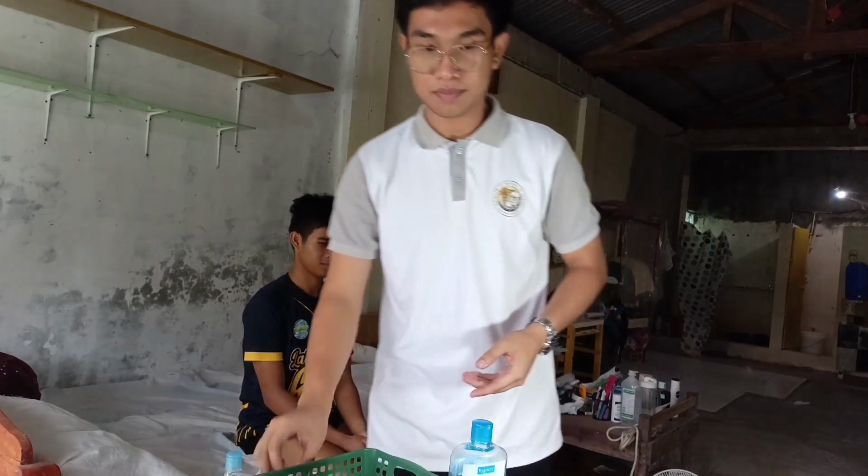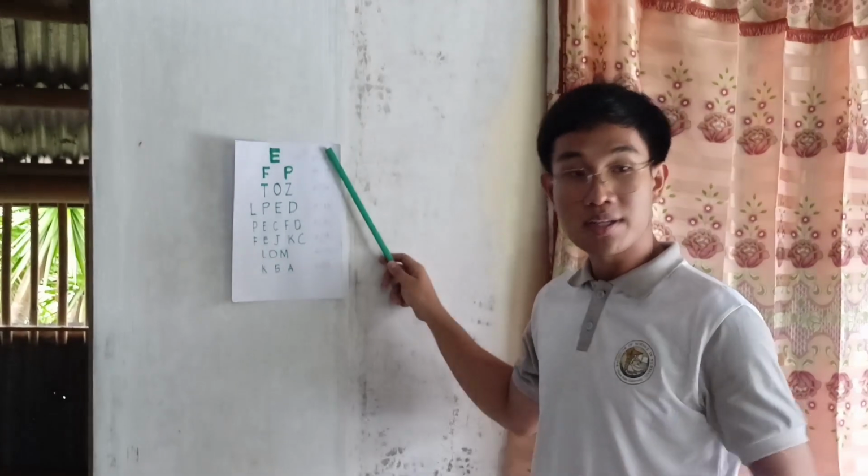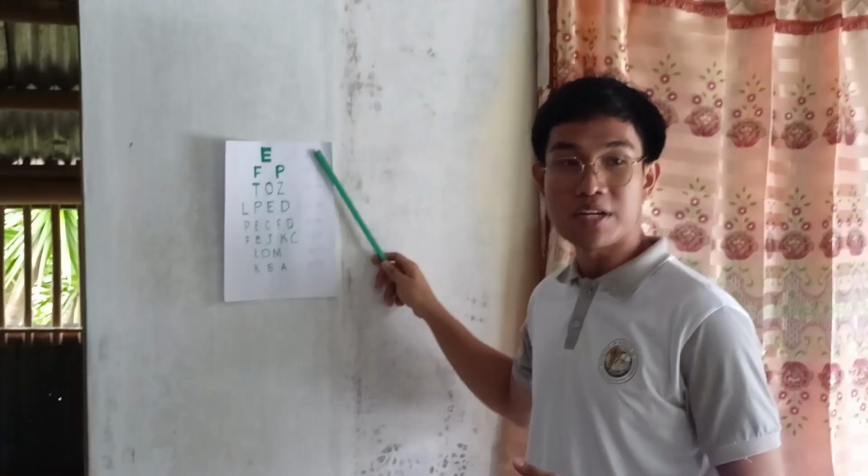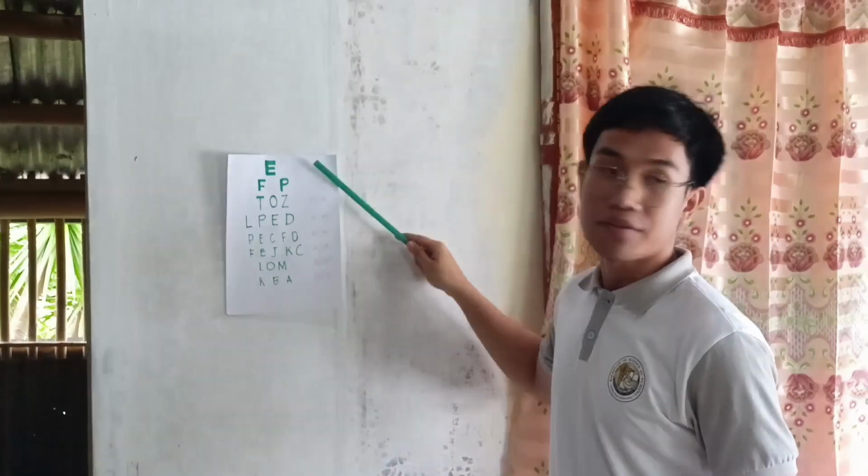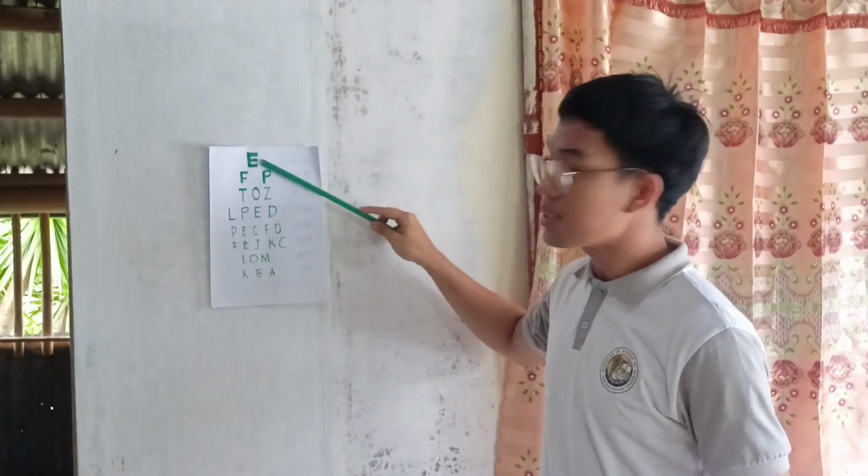Thank you, sir. Then after that is to test the visual acuity and the pupillary constriction. Now we are clear, sir? I want you to recite the letter, sir. Okay, what is this, sir?